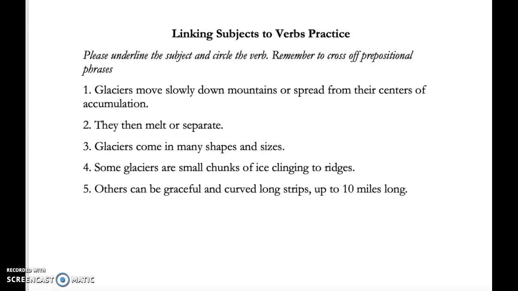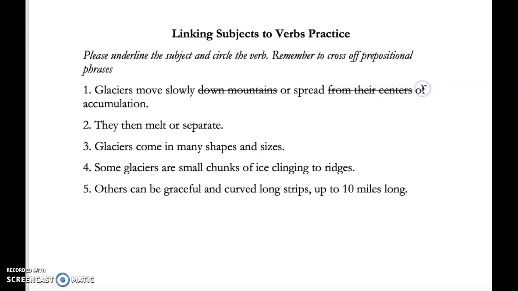And if I'm looking for prepositions, I'm going to notice here that down is a preposition. And remember that I need to figure out what the preposition modifies by saying down what? And the answer is down mountains. So I can cross off down mountains because I know that neither the subject nor the verb will be in there. Or spread from, from is another preposition. From what? From their centers. So again, I can cross this off.